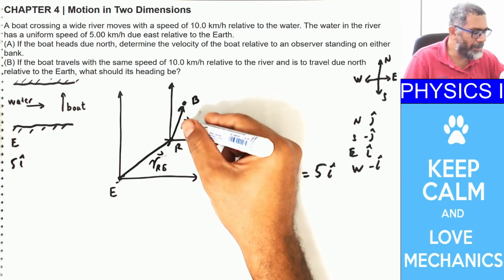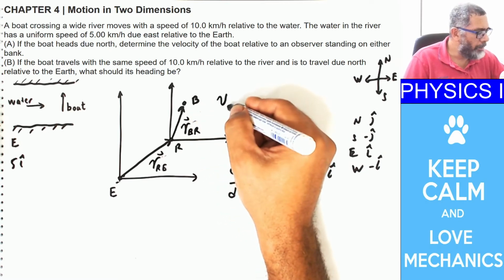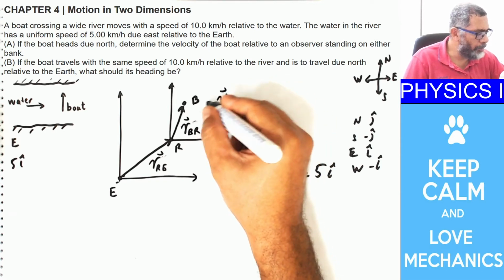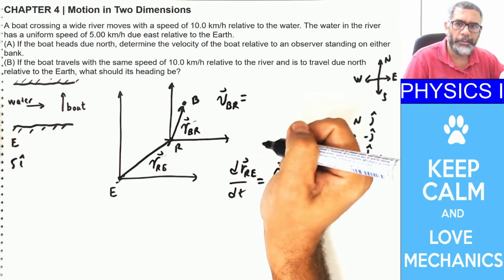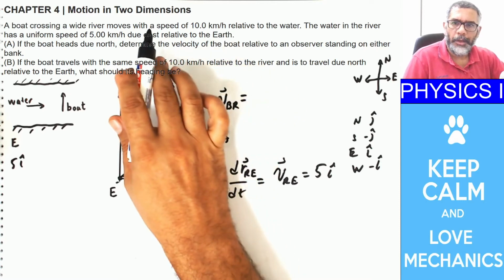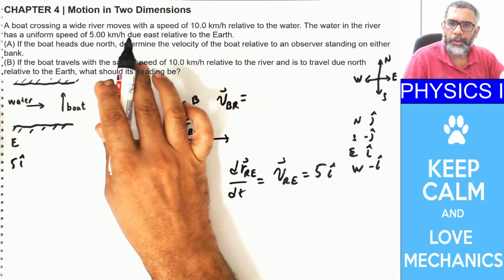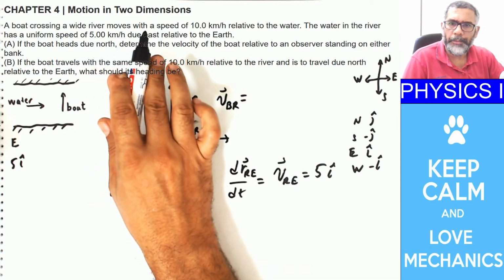And this, let's call this the position vector for the boat relative to river. And if you take the time derivative of this position vector, you will get the velocity vector of the boat relative to water, and it is given in the problem. It says that it is 10 kilometers per hour. What is the direction? Crossing, okay.